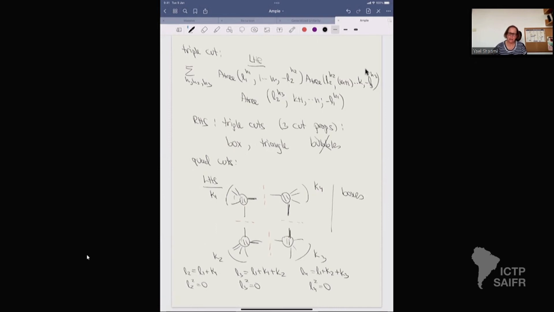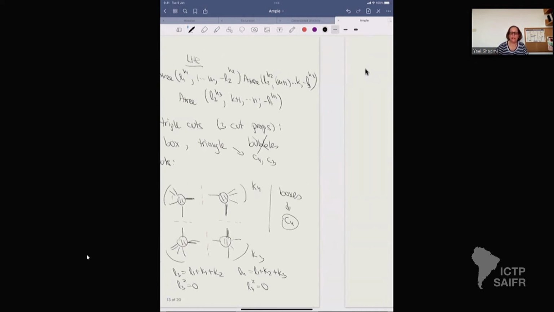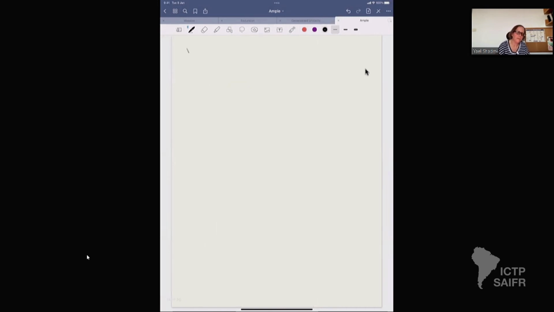and nothing else. So when you use these quadruple cuts, you can fix all the coefficients of the boxes. You can fix the C4s. Then using this, you can fix the C4 and C3. And finally using the regular cut, where you just cut 2 propagators, or the double cut, you can finally fix the bubbles as well.